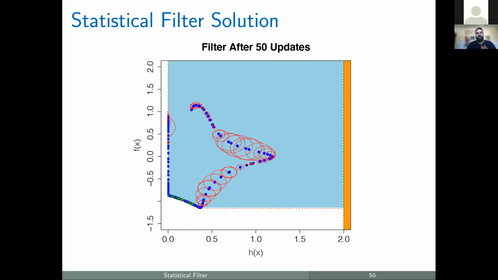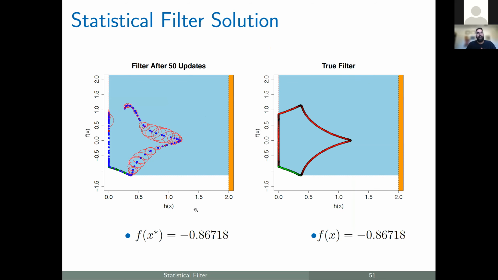This is it after 50 updates. And so you can see they've shrunk up here as we've gathered more data. They're continuing to shrink. And this is after only 50 updates. This is what my space looks like. This is what the true filter looks like.